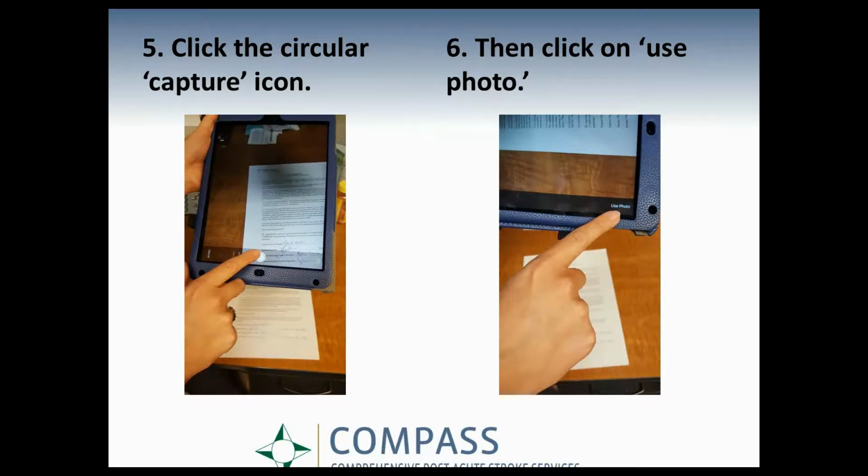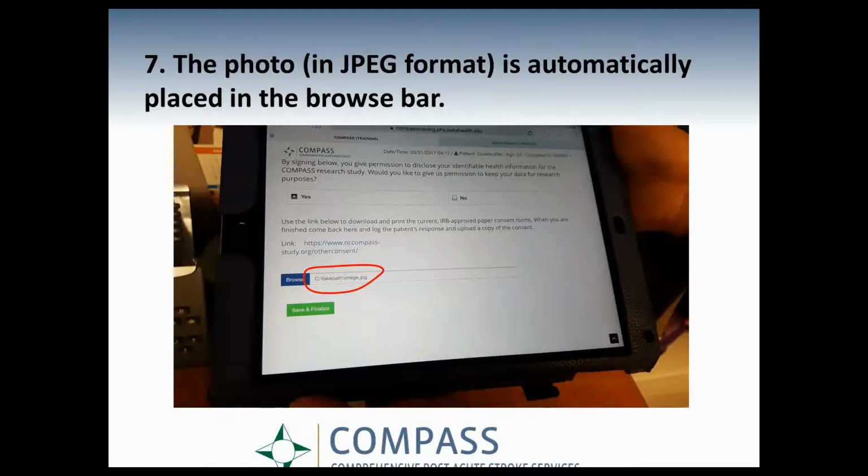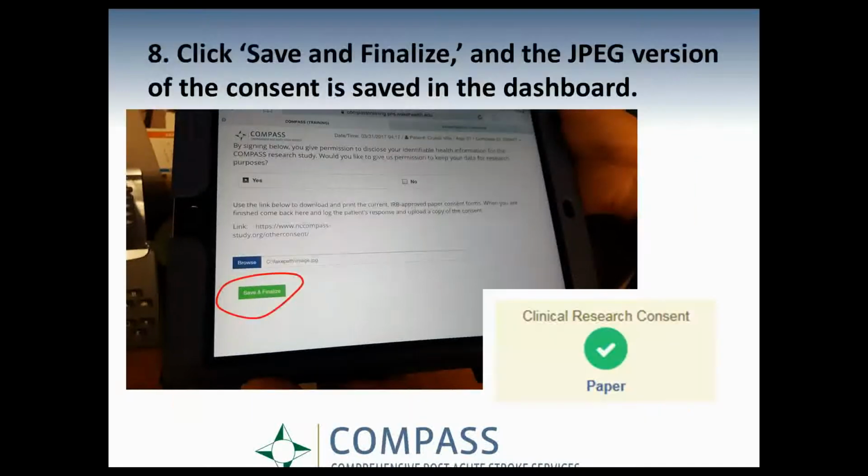Right after you click on Use Photo, as you can see, this automatically uploads to that browse bar. So that means once you hit Use Photo, it is automatically implemented in that patient's eCare app dashboard. So it is automatic, and it's there after you take the picture, and then you can just hit save and finalize, and as you can see, the clinical research consent icon will turn green.